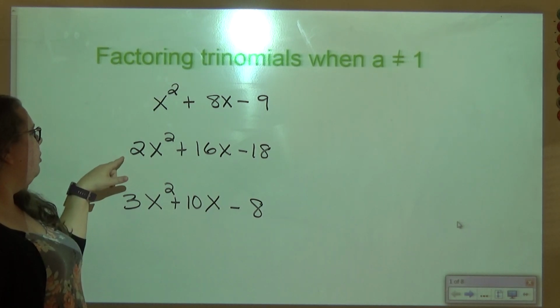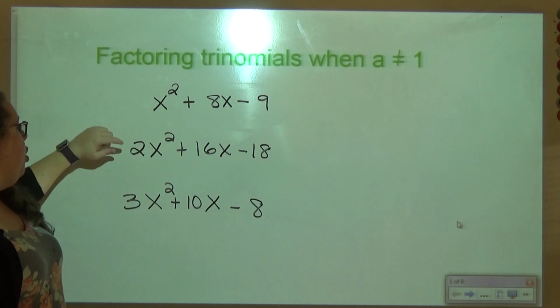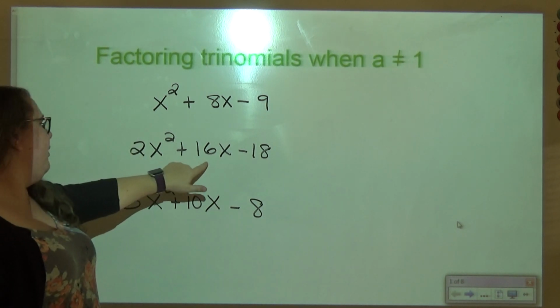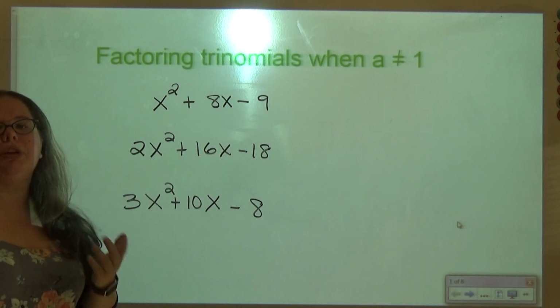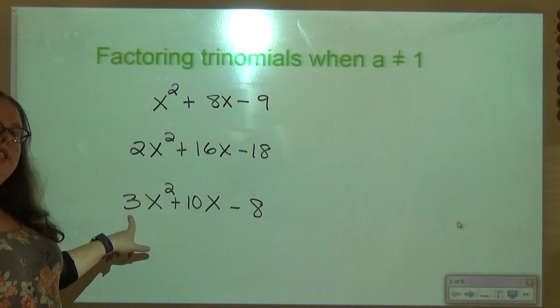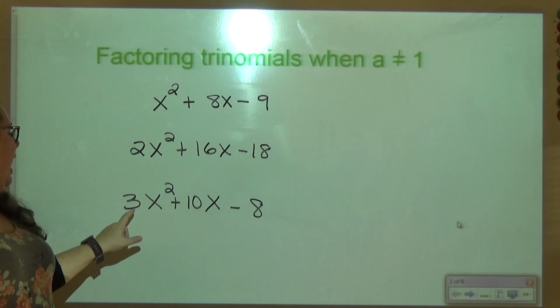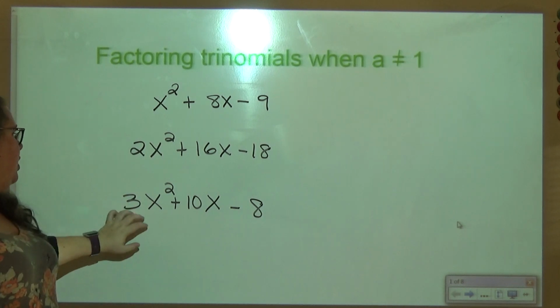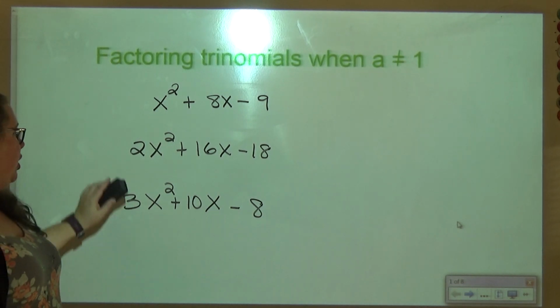This next trinomial, while a isn't 1, there's a term there, it's actually a GCF. We can divide everything. So today we're going to be talking about problems where there's a coefficient in front of x squared. However, you can't divide by it. It can't be a GCF. So this is the type we're going to factor today.